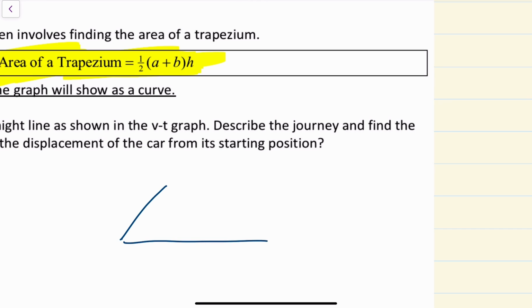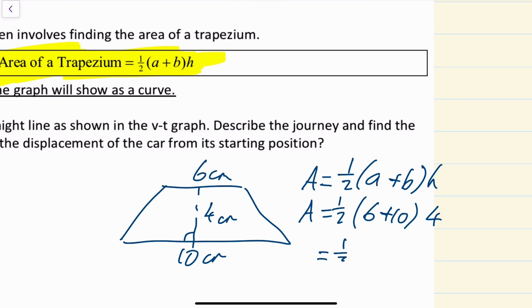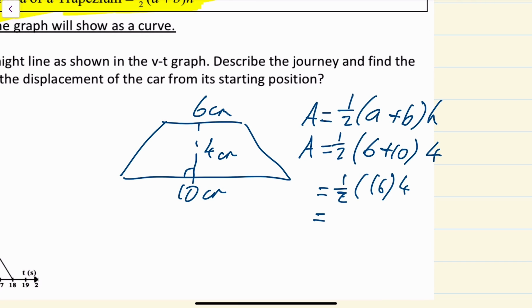If you've got a trapezium like this, for example, and it was 6, we'll say 10, and we'll say 4, they're all centimeters, so 4 is the perpendicular height. The area of this is given by a half (a plus b) times h. Now a and b are the parallel sides and h is the perpendicular distance between them. So the parallel sides are 6 and 10, the perpendicular distance between them is 4, and that can be tidied up. That's a half times 16 times 4, and do that whatever way you want. I would do half times 4 is 2, times 16 is 32, and that's going to be 32 centimeters squared for the area of that particular trapezium.